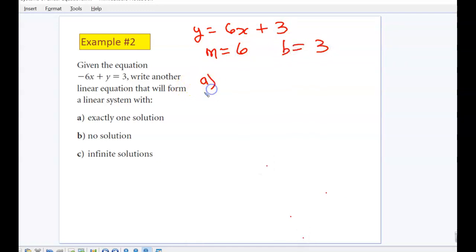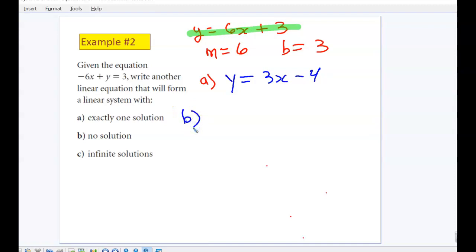So in part A, we want to form a linear system with this line and another line that will have one solution. So if you recall, for a linear system to have one solution, our two lines have to have different slopes. So I just write y equals 3x minus 4. That slope is 3, that slope is 6. They're different. They're going to have one solution.